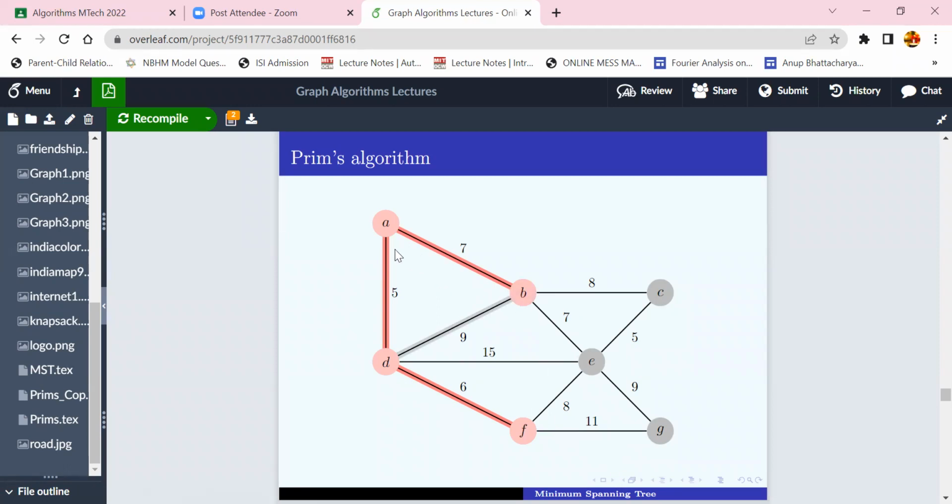And the moment we add the edge AB, we can never add the edge BD. Why? Because then a cycle will form. Tree does not have cycles. Very good. And moreover, these black edges can also never be added from this step for the same reason. And in the next step, which edge will be added?